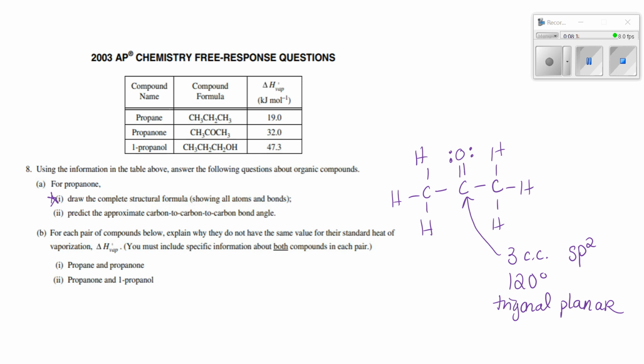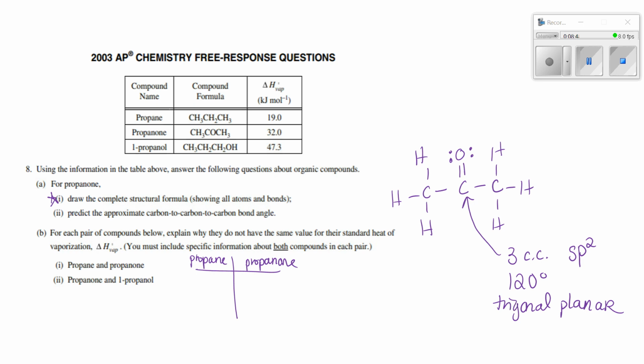And for B, this is an intermolecular forces question, and you want to explain the difference in the heat of vaporization. So if you look at propane, and sometimes it's helpful to make a little T-chart to make sure that you discuss both molecules, because it's really important whenever you're doing a compare-contrast question that you discuss both molecules in your answer. Don't just say because it can hydrogen bond. You need to be way more specific than that.